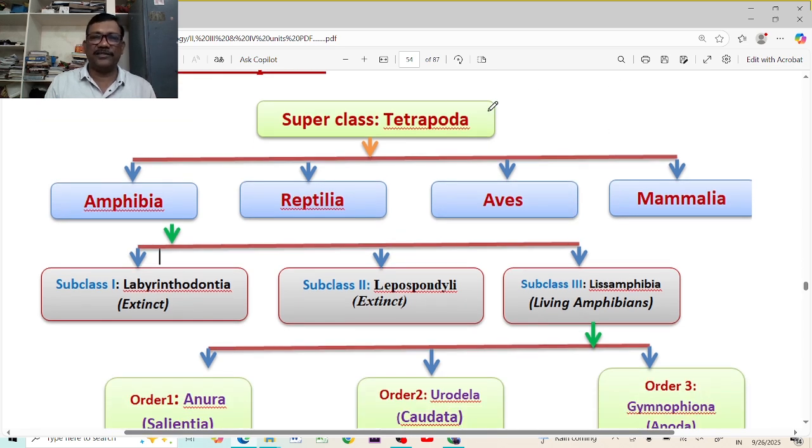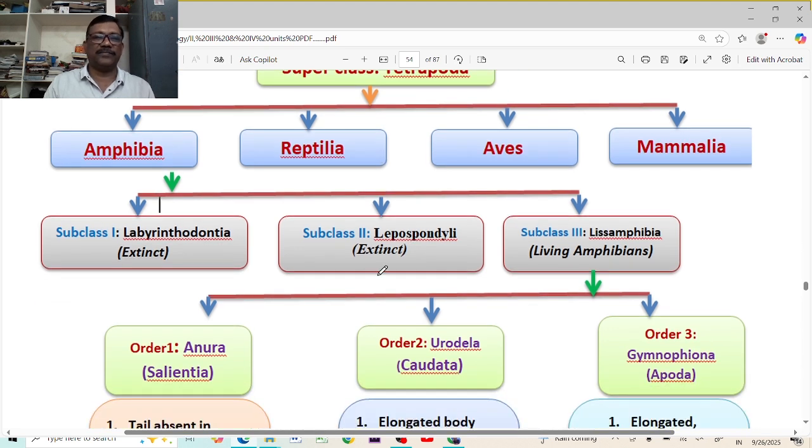First, the superclass Tetrapoda is being discussed now. The tetrapods are amphibia, reptiles, birds and mammals. These are all included in the Tetrapoda superclass, but the class we are discussing now is Amphibia only. In this Amphibia, the labyrinthodont amphibians and lepospondyli amphibians are both extinct. Only the Lissamphibia are now living.